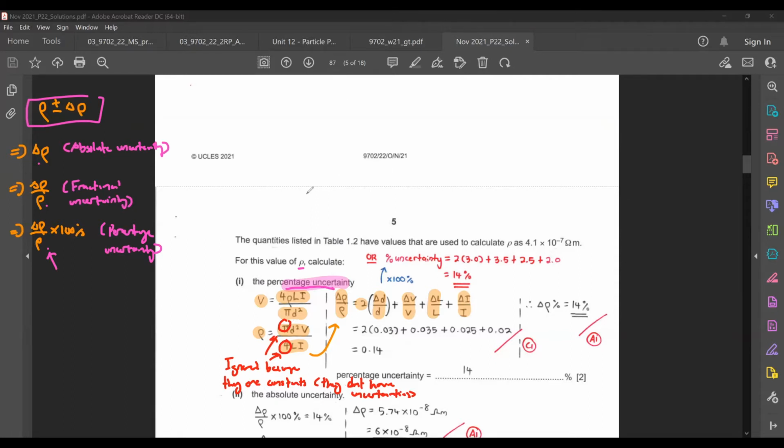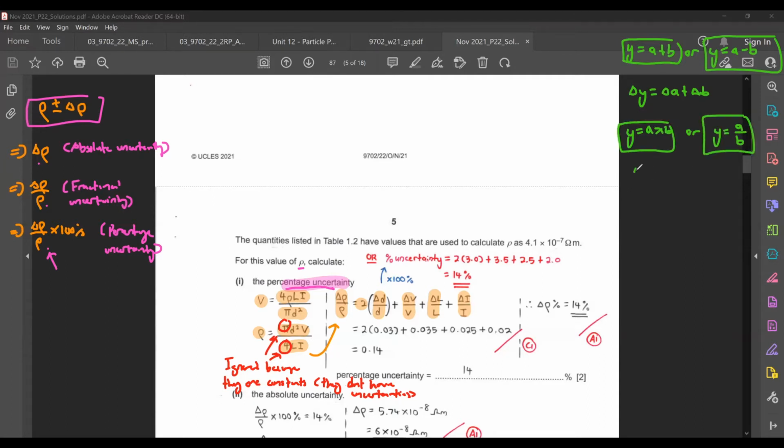And then there are a few rules when it comes to deducing the expression for uncertainties. If y equals a plus b or y equals a minus b, then you will get delta y equals delta a plus delta b. If y is a times b, or y equals a divided by b, then what we'll get is fractional uncertainty of y is fractional uncertainty of a plus fractional uncertainty of b. So there will be other variations to this also.